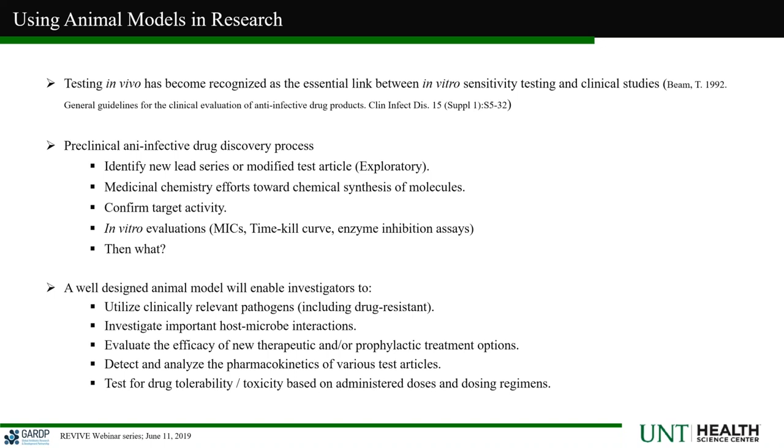A good model is going to allow you to evaluate the efficacy of both therapeutic and prophylactic treatments, small molecules therapeutically, vaccines or antibodies prophylactically. You'll be able to analyze the PK, if you see efficacy or you don't see efficacy, what is it due to? And you'll be able to test for drug tolerability and efficacy.